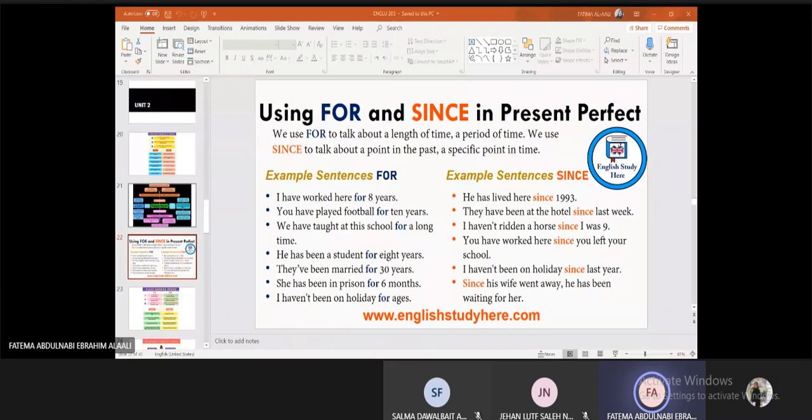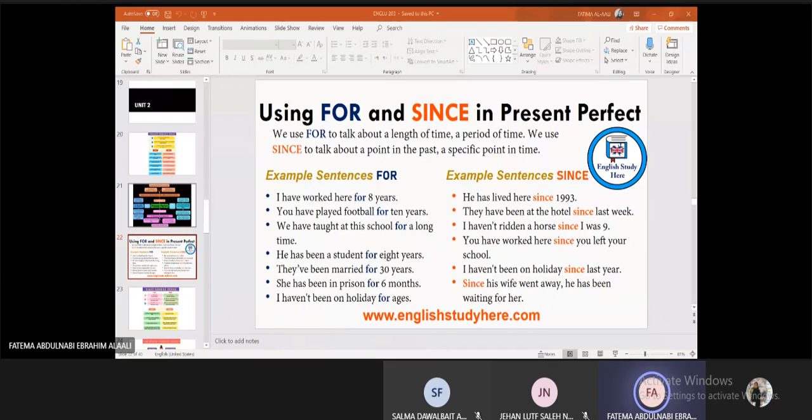So the difference between would and used to: we only use would to describe actions or situations that were repeated again and again and again, but we use used to for any extended actions or situations in the past, okay?